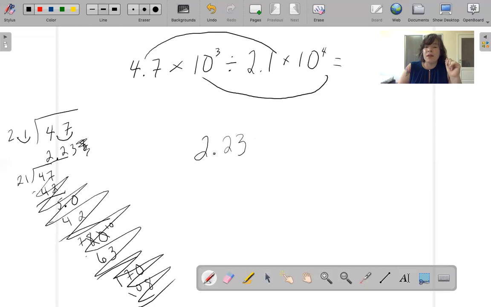And then we multiply it by this. 10 to the 3rd divided by 10 to the 4th. All you do is subtract. What is 3 minus 4? 3 minus 4 is 10 to the negative 1. Bam! That's how you do it.